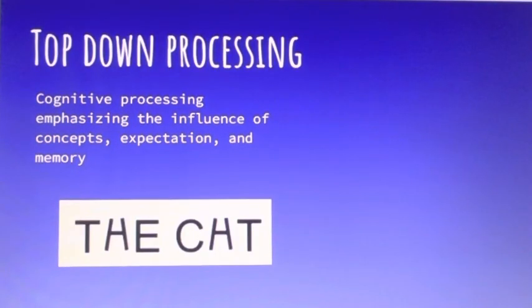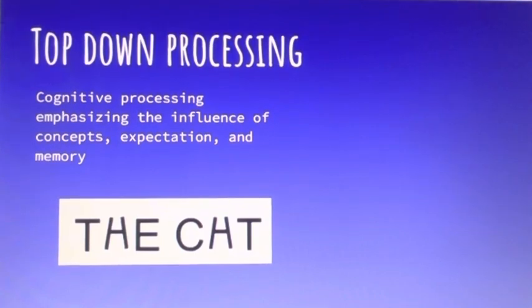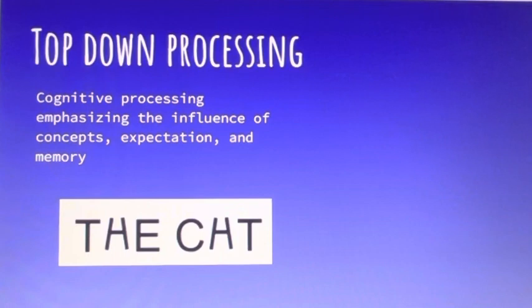And then top-down processing is cognitive processing emphasizing the influence of concepts, expectation, and memory. So with this word, it looks like it says "the cat." The reason is that we look at the pictures and see that they resemble certain letters, to fill in the gap.